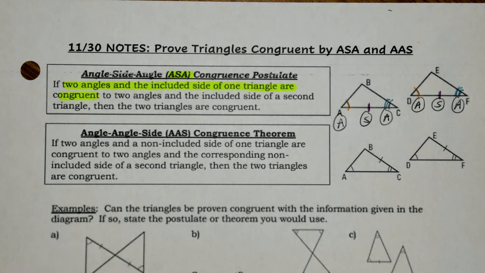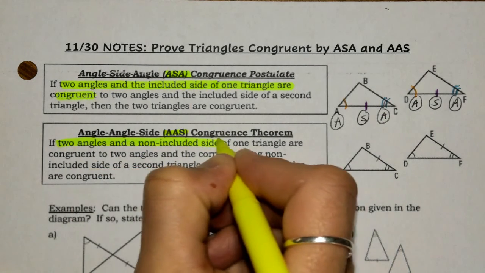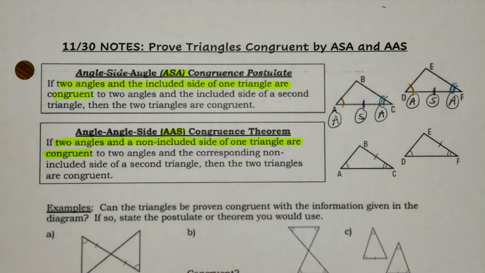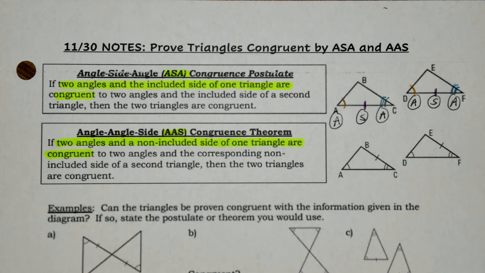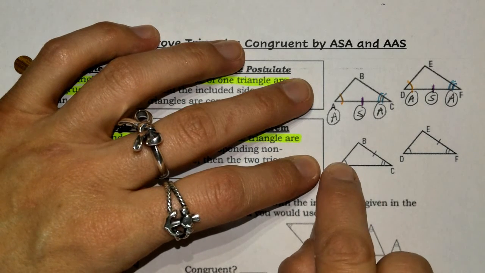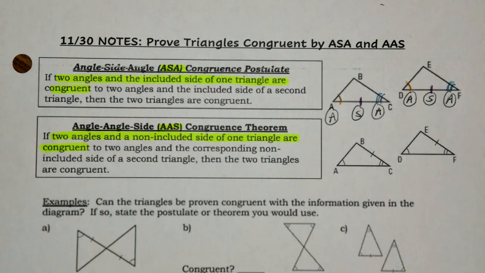The other one is angle, angle, side, AAS. This is if you have two angles and the non-included side of one triangle are congruent to two angles and a non-included side of another one, they will be congruent. So take a look at the picture and how these differ. We no longer have it in the straight line. We're going to go angle, skip a side, angle, side. So you have to follow that same order.